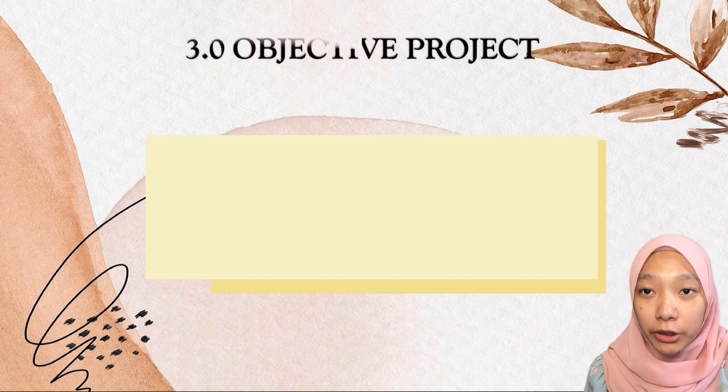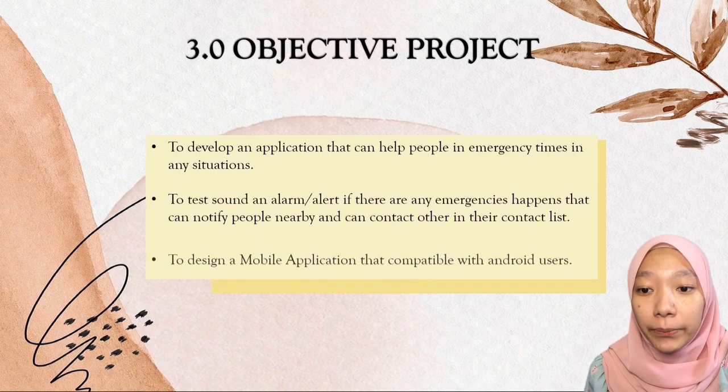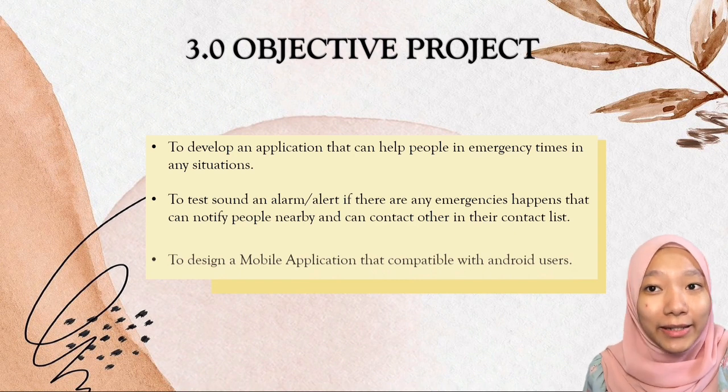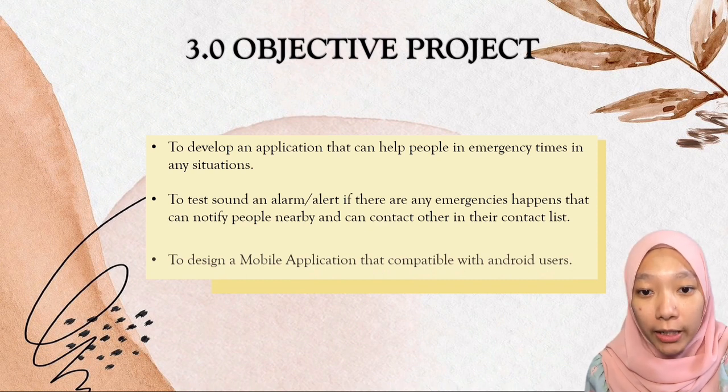The next slide is the project objectives. The first objective is to develop an application that can help people in emergency situations at any time. The second objective is to test sound and alarm alerts if any emergency happens, which can notify people nearby and contact others in their contact list. And last but not least, our objective is to design a mobile application that is compatible with Android users.